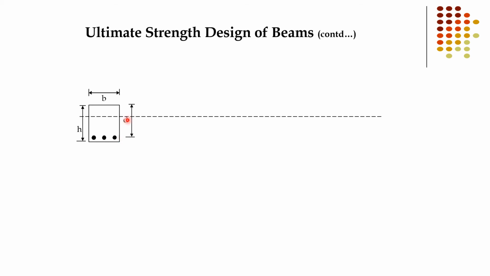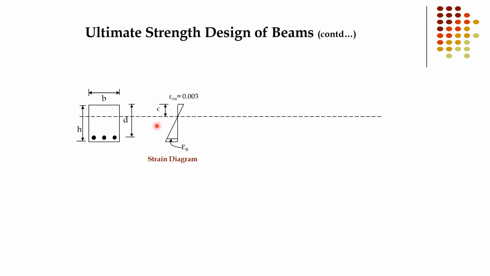Why is it called effective depth? Because when cracks appear in the concrete on the tension side we ignore it, and the only member which takes the tension is the steel. So that is why this depth is called effective depth, because steel is the main member which takes the tension.